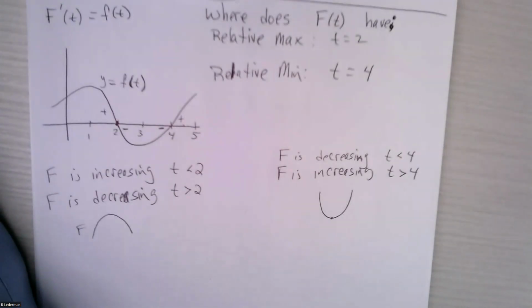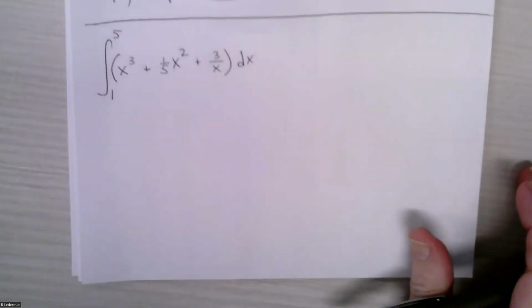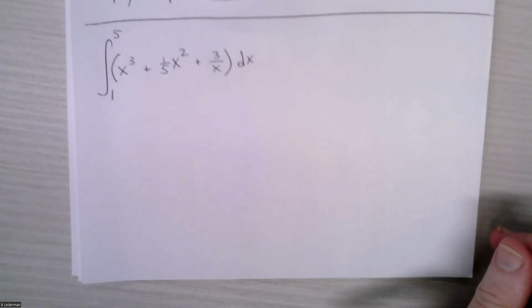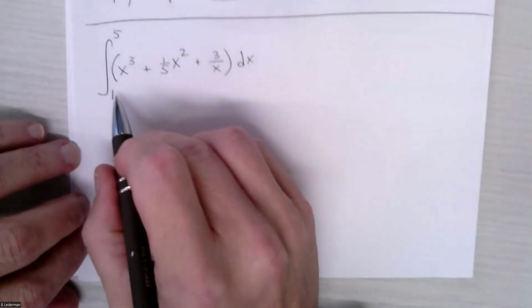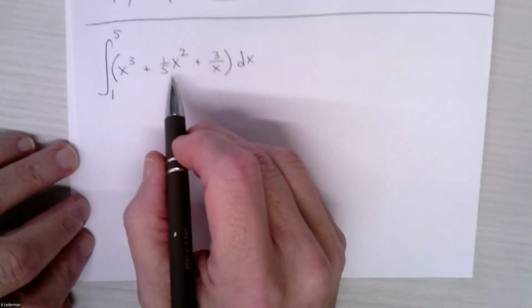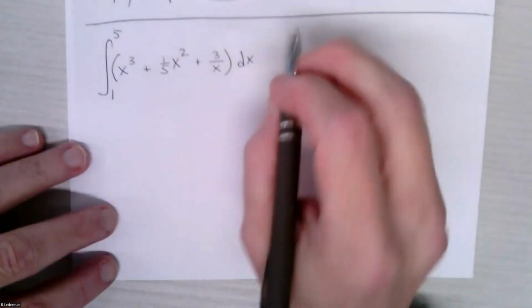I want to do some more just basic integral problems, just to crunch out some numbers. It's always good to have some practice. So let's do a few right now. So here we have a nice little problem: the integral from 1 to 5 of x cubed plus 1/5 x squared plus 3 over x dx. And what does that equal? So this is equal to, drumroll please.